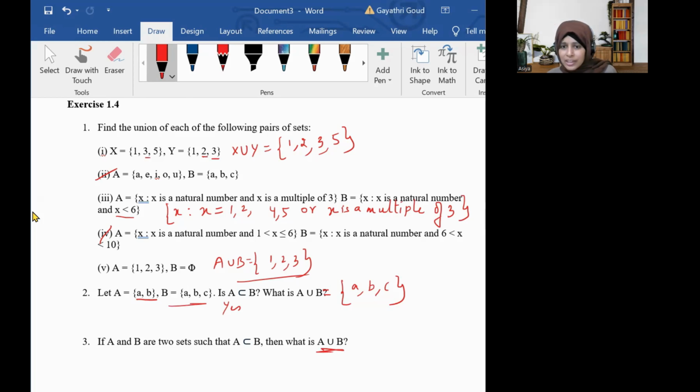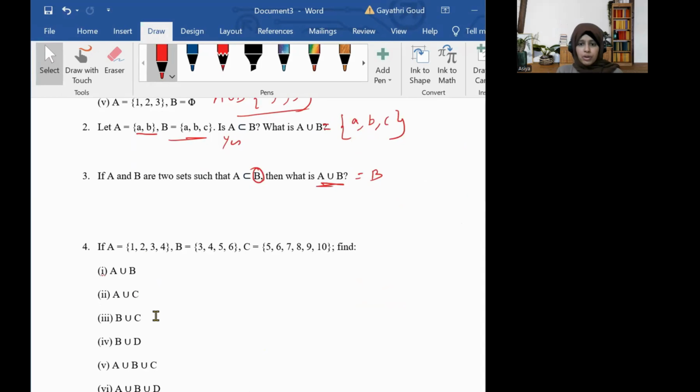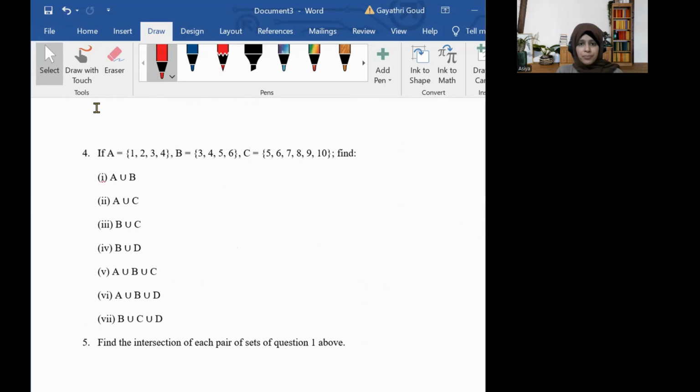Did we not get the superset as my answer? We have discussed this. Yes. So, the superset would be my answer. That is, my set B would be my answer. Now, moving on to my fourth question.